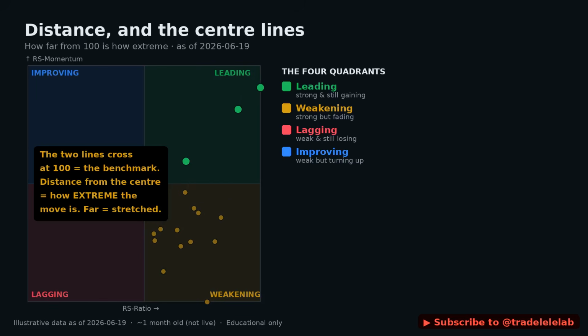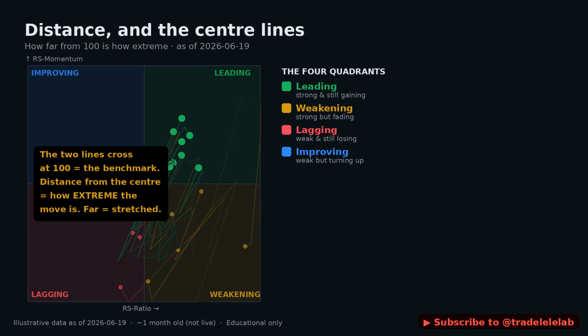Now, two more things you will hear experienced users talk about: the center lines and distance. The RRG has a vertical line and a horizontal line that cross exactly at the value 100, the benchmark itself. The vertical line separates weaker, on the left, from stronger, on the right. The horizontal line separates fading momentum, below, from improving momentum, above.